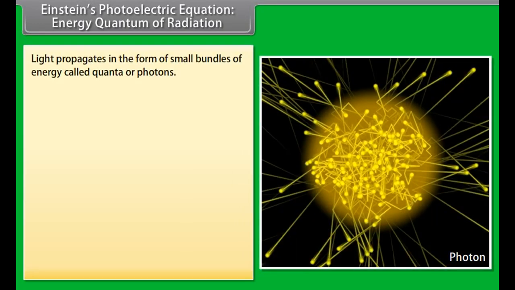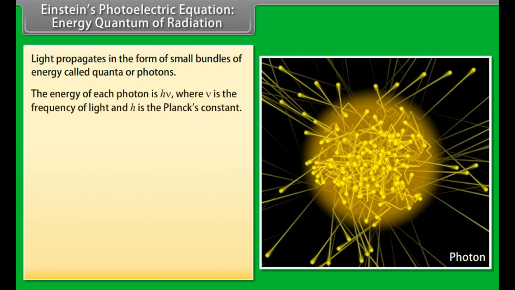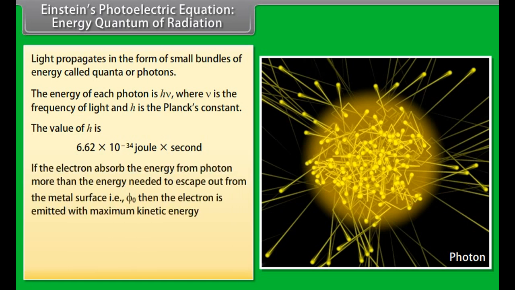Light propagates in the form of small bundles of energy called quanta or photons. The energy of each photon is h nu, where nu is the frequency of light and h is Planck's constant. The value of h is 6.62 × 10^-34 joule second. If the electron absorbs energy from a photon more than the energy needed to escape from the metal surface, that is phi 0, then the electron is emitted with maximum kinetic energy Kmax, which is equal to h nu minus phi 0. This equation is known as Einstein's photoelectric equation.